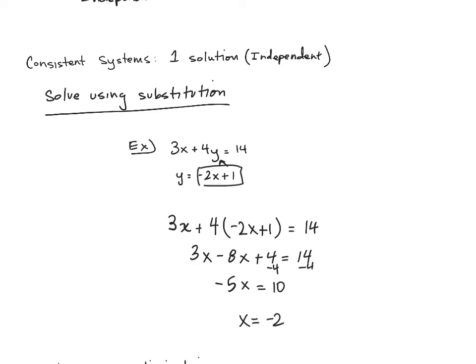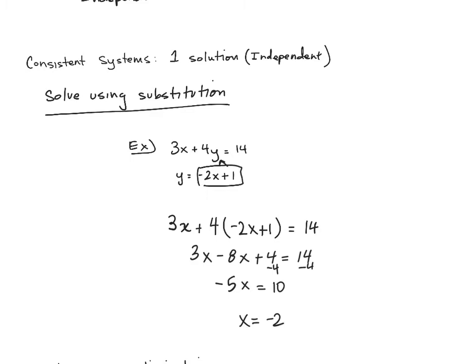Now, one common mistake students will often make is thinking, okay, I've solved something, so I must be done, but we've only solved for one of the variables. Remember, we're solving for x and y. Right now, I just have a solution for x. So we need to go back and substitute now to find the value of y. And we have the value of y here as negative 2x plus 1.